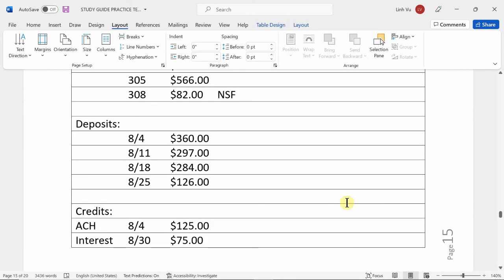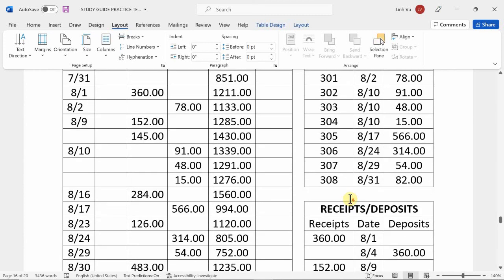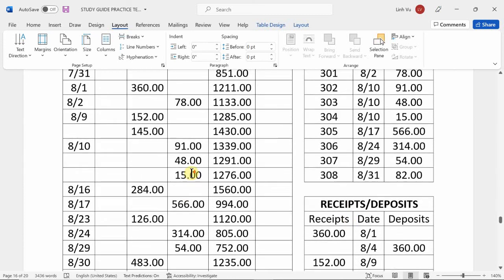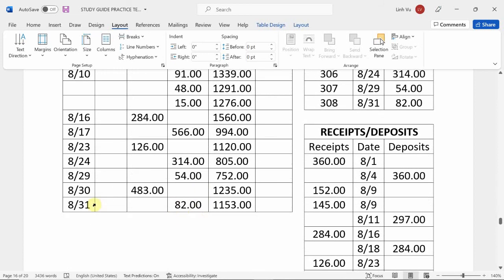Where did you get 1153 from? I'm sorry? The 1153? Where did you get 1153 from? Okay, so this is my cash ledger, right? This is my ledger account. It's going to always tell me what my balance is in the account. So I just looked at the very end of August 31st, and I have a debit balance of $11.53. Okay.